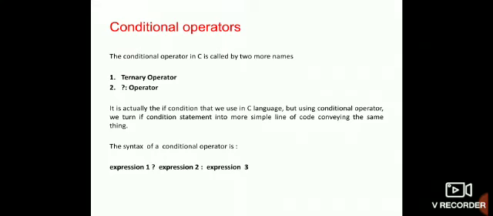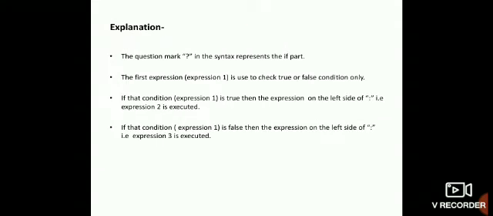Now let's have a look at conditional operators. It is actually the if condition that we use in C language, but using the conditional operator we turn the if condition statement into a simpler line of code conveying the same thing. The syntax for the conditional operator is expression 1 question mark expression 2 colon expression 3. The explanation for the syntax is that the question mark represents the if part. The first expression, that is expression 1, is used to check the true or false condition.